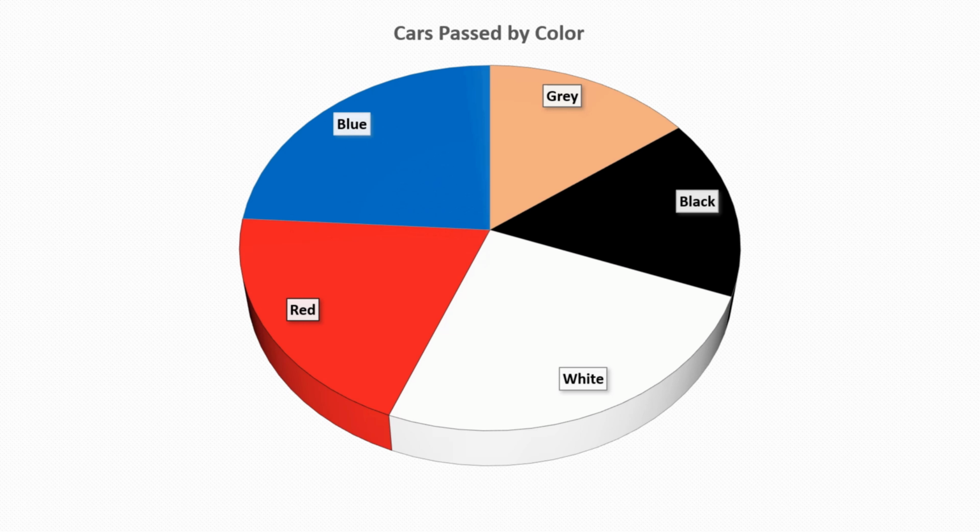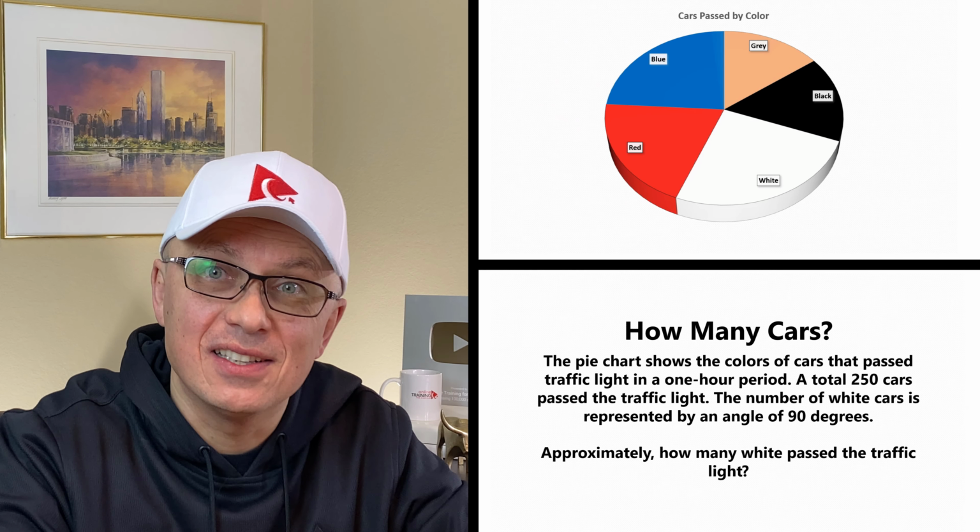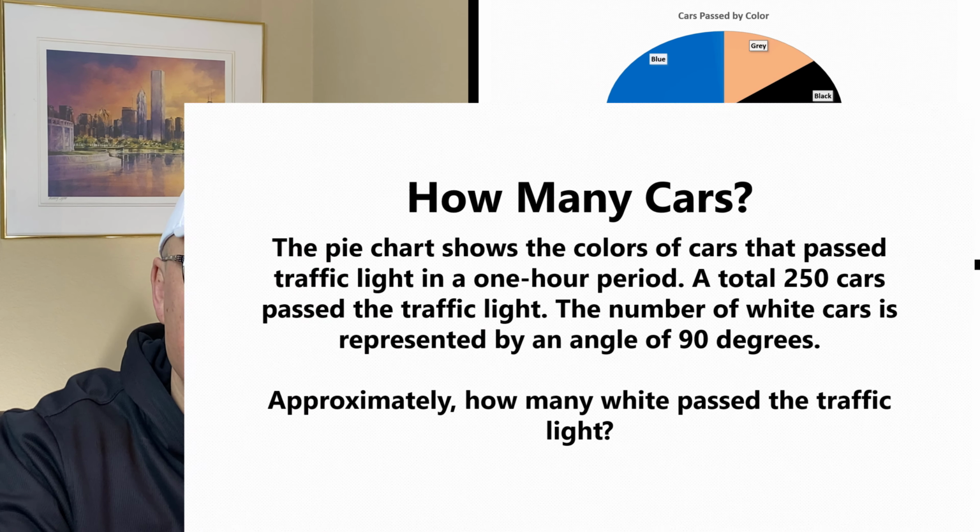A lot of times, you get tested on your ability to analyze charts and graphs. In this question, we see a pie chart, which is broken down into parts presented in different colors: white, red, blue, gray, and black. And the question asks you how many cars. Let's read the question more carefully.